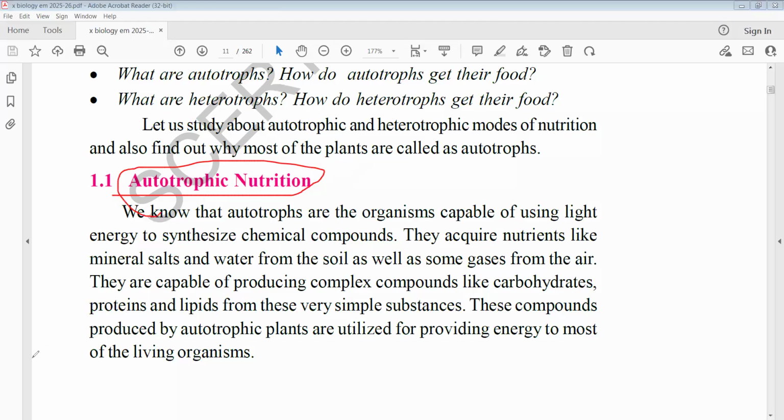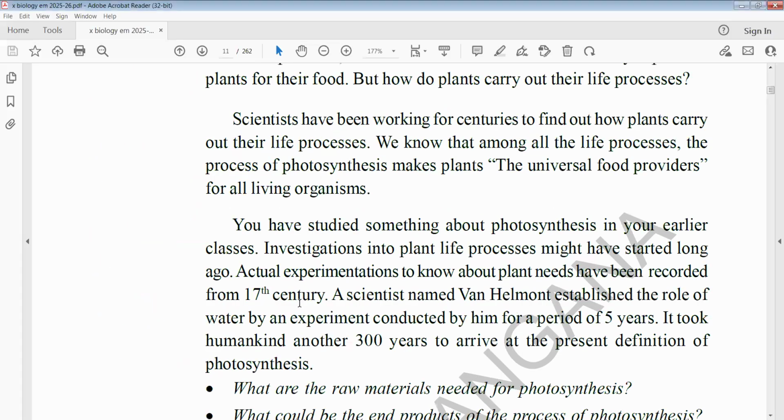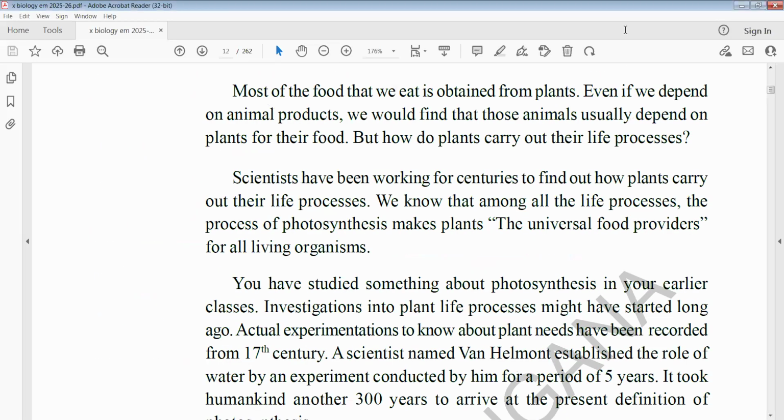Next, go to this page. What is important is that photosynthesis is the most important life process in this universe, because it provides food and makes the survival of organisms possible by liberating oxygen. That is the reason it is called the universal food provider for all living organisms.